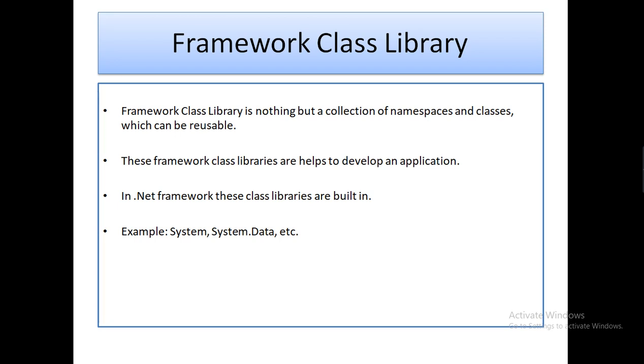I have a few points in this slide, so we will read them one by one and deep dive into each point. The first point is that the framework class library is nothing but a collection of reusable namespaces and classes. It is a collection of n number of namespaces and classes which are already developed and come with your .NET framework. You can directly use these namespaces and classes in your programming while you are developing your application.